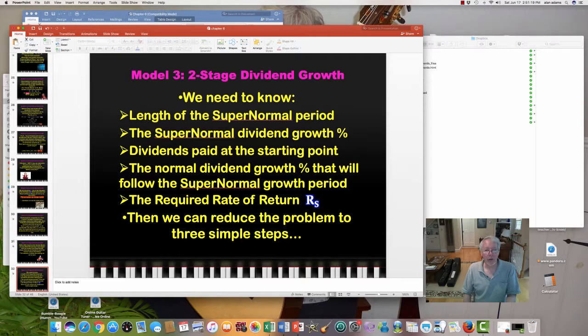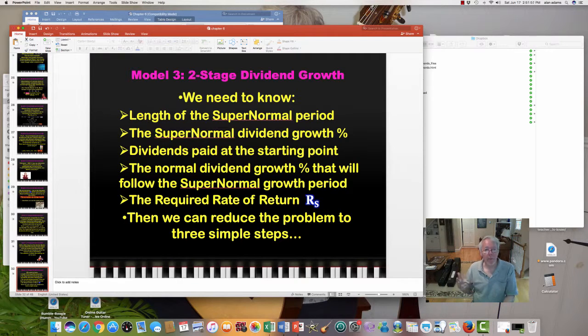You need to know the length of the supernormal period. How many years can we expect this high rate of dividend growth to continue? I've got to give you that. I've got to give you all 5 of these. Number 2, during the supernormal period, what will that supernormal dividend growth rate be as a percent? Number 3, what is D sub 0, the dividend paid at the starting point? You always have to have that. That's the start, the launch point of everything we do in this math slinging that we're up to.